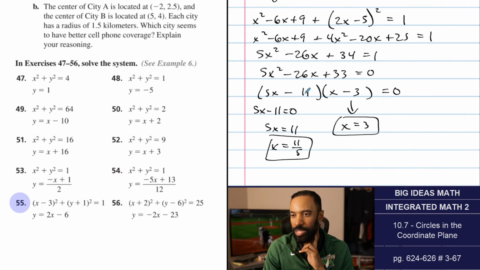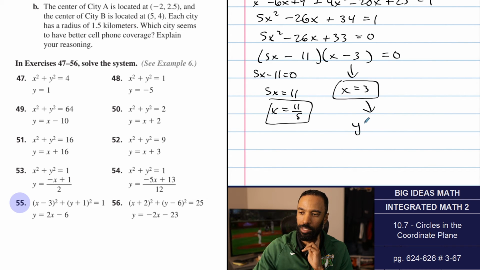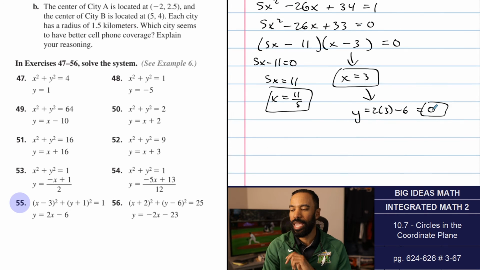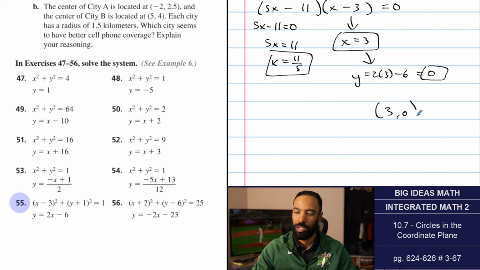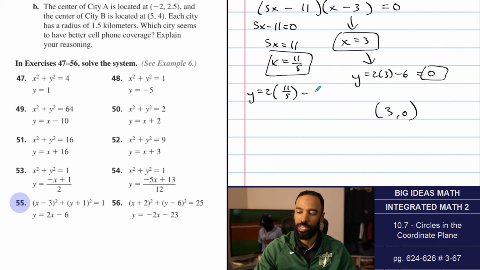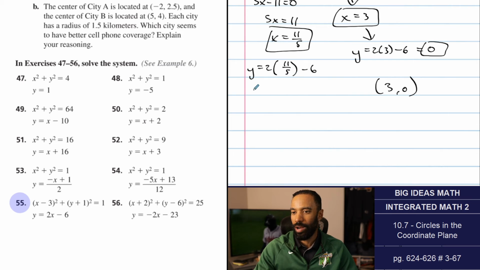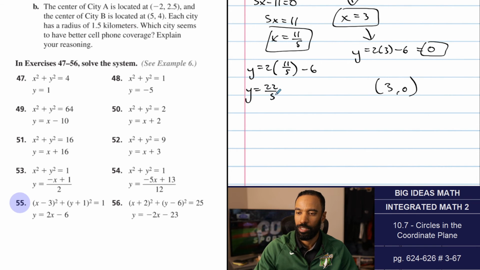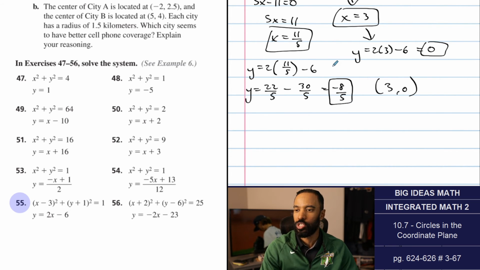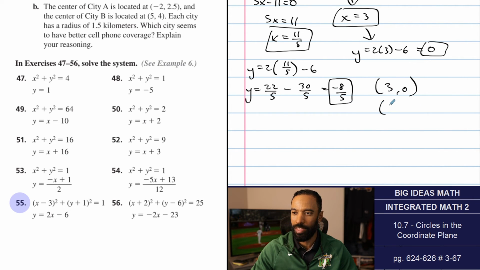y is 2 times 3 minus 6. That's 6 minus 6, which is 0. So one answer is 3 comma 0. The other one is y equals 2 times 11/5 minus 6. That's 22/5 minus 6, which is 30/5, and that's negative 8/5. So we get another answer. The 3 zeros, one of them, and then 11/5 comma negative 8/5 is the other.